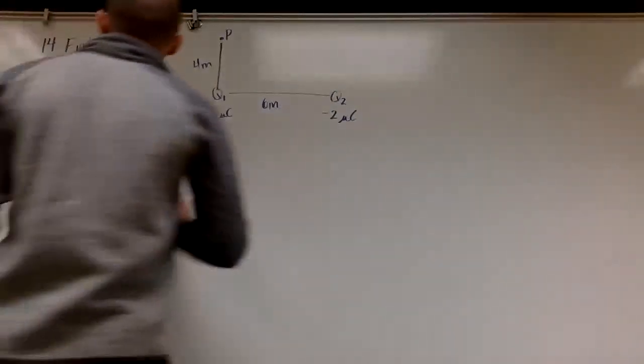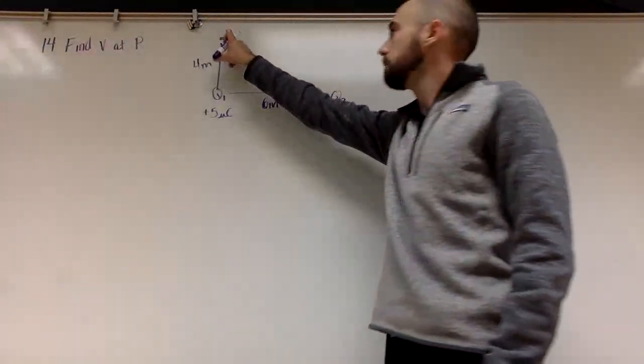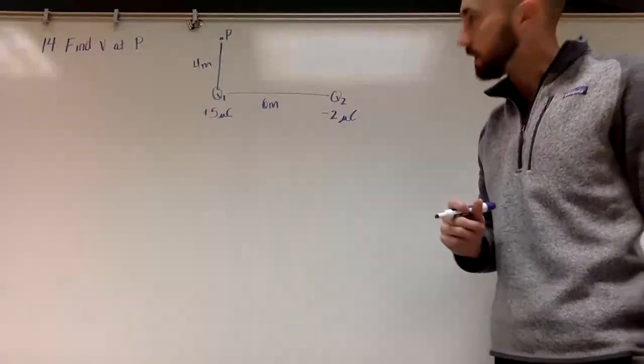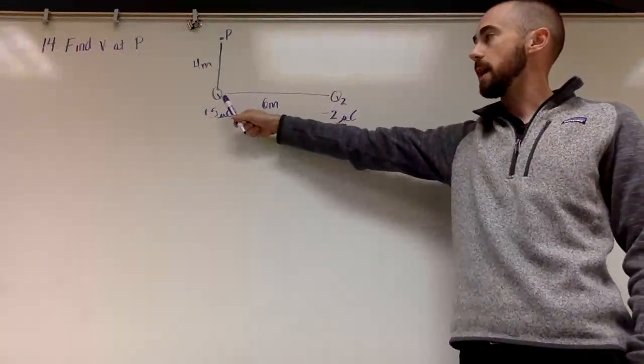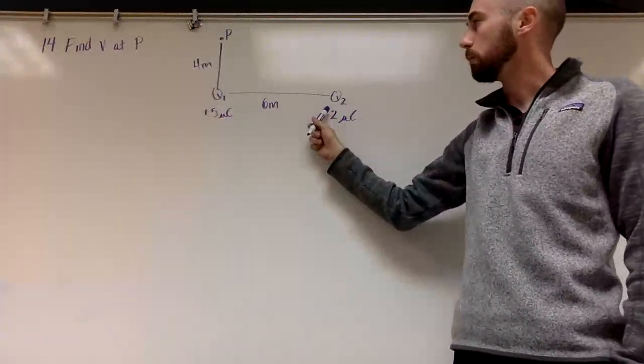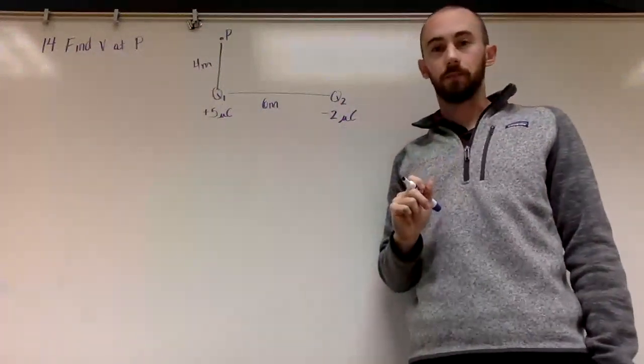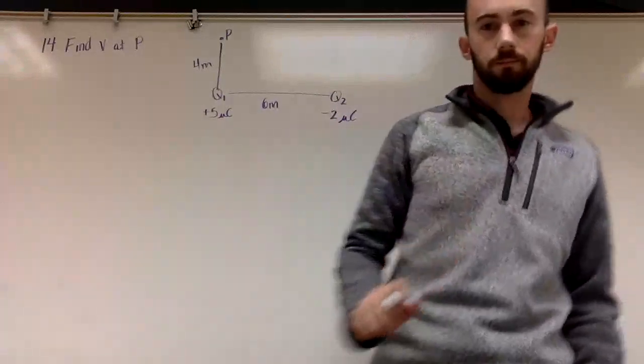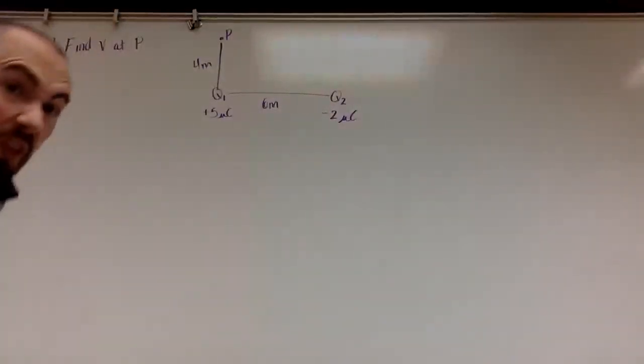All right, on number 14, I want you to find the potential difference, or the voltage, at point P, based on the fact that we have a 5 microcoulomb charge here and a negative 2 microcoulomb charge here. So go ahead, attempt it, and we'll be right back to go over it.